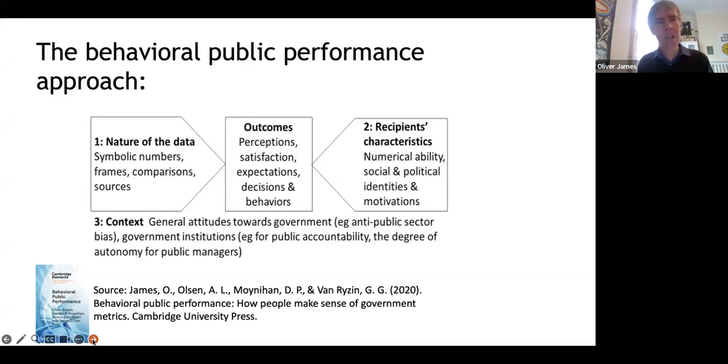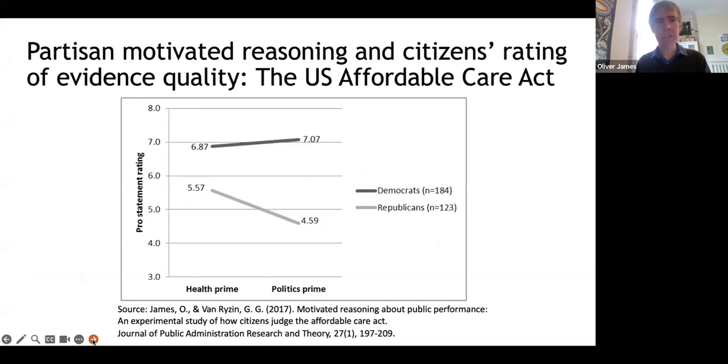Next slide, please. Now, obviously, the particular use of the information is going to vary a lot. This is a quick example from a context where the outcome information was in a highly contested political space. This is an experiment we did, giving people information about the performance of the US Affordable Care Act. It was Obamacare, highly partisan, very divided between Democrats and Republicans.